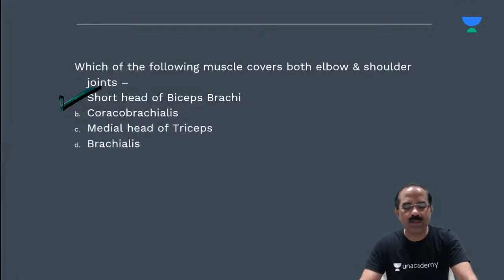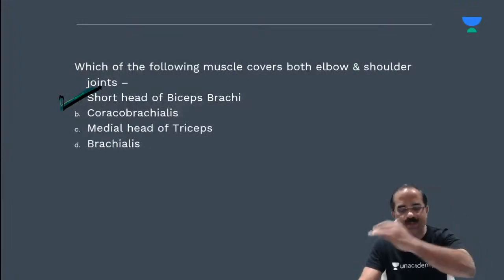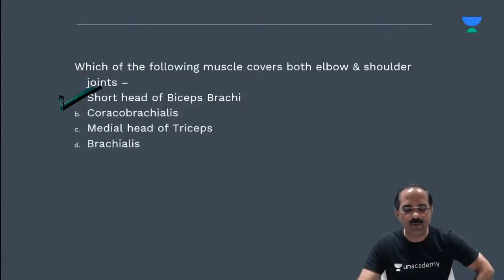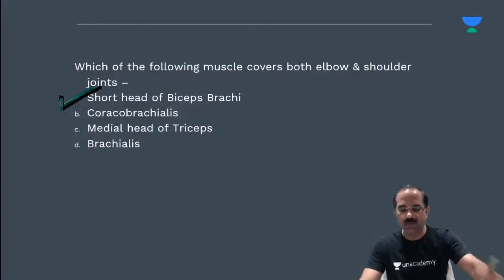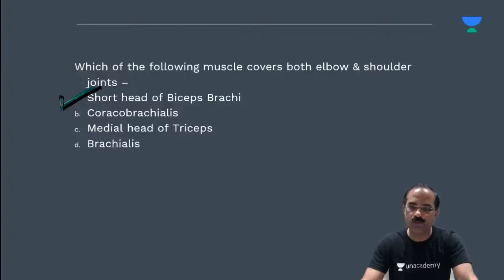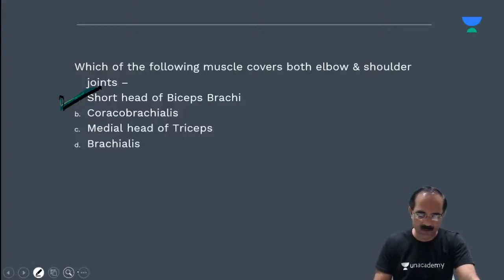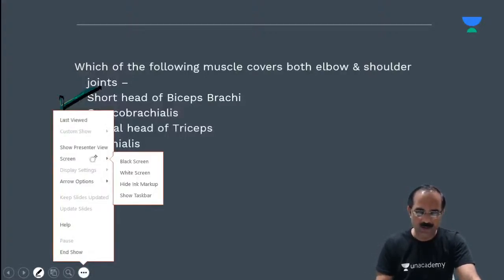Short head of biceps arises from where? From the coracoid process. Students, the short head arises from the coracoid process. The long head of biceps arises from the scapula, the supraglenoid tubercle of scapula. Okay, I'll just make this for you.